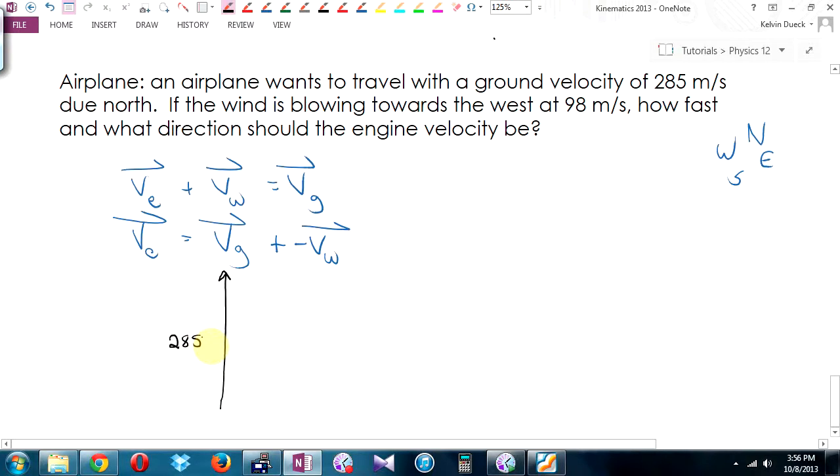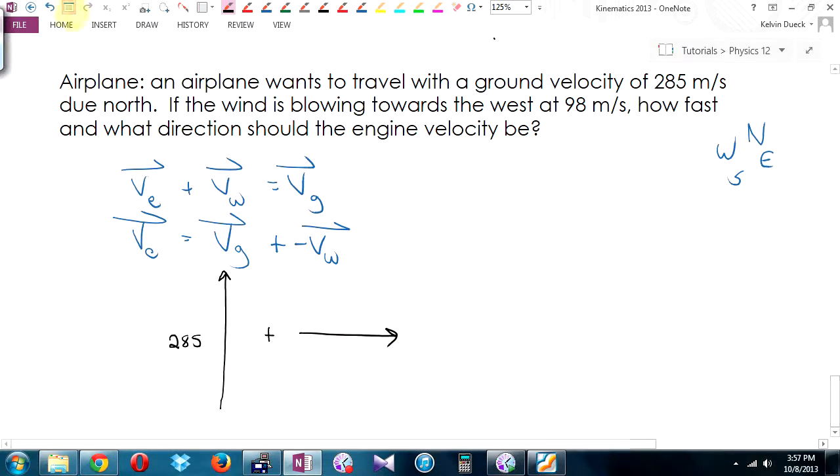Plus, then I see negative v wind. First of all, what's v wind? Ignore the negative. What's wind velocity, magnitude, and direction? What would negative that be? 98 meters per second. And the most common mistake is kids draw this triangle wrong. They point the wind to the west. They're going to get the right magnitude but the wrong theta.